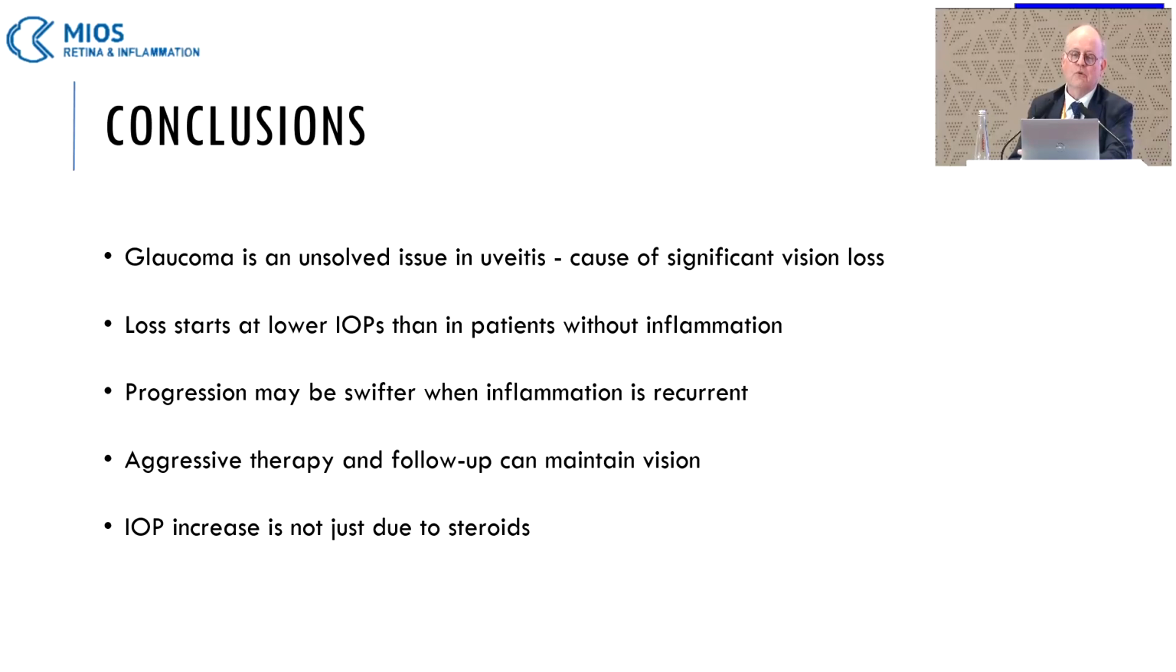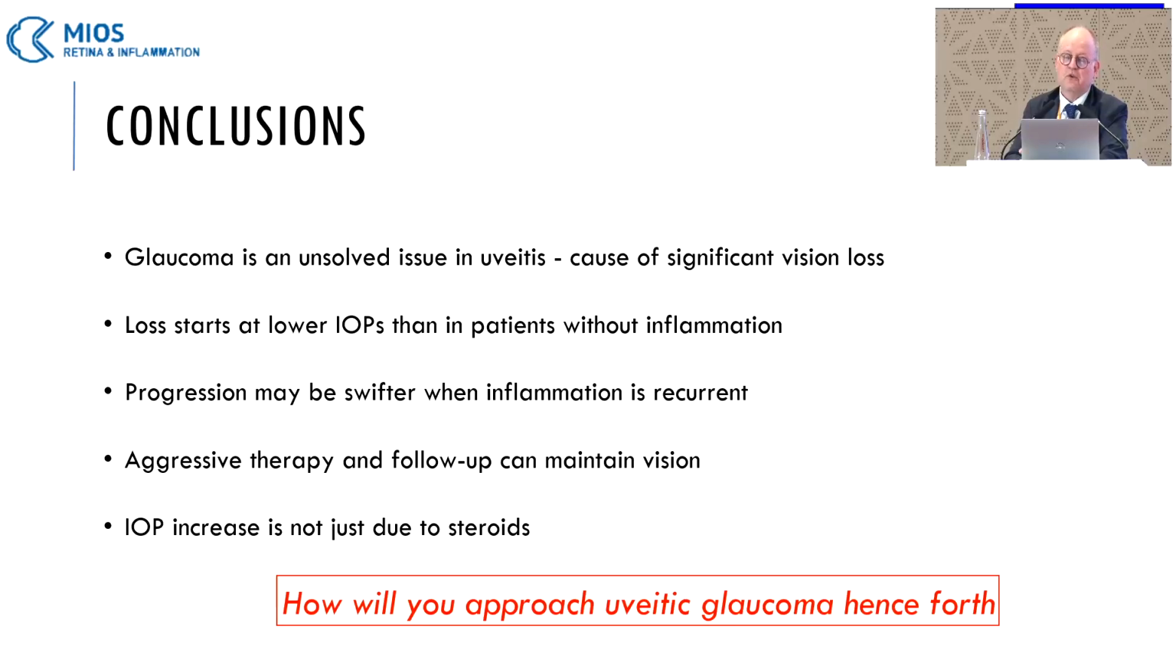So in conclusion, glaucoma is an unsolved issue really in uveitis, one that hasn't received much attention. Progression is fast, and we need to find a combined solution that will work for the future. The loss starts at lower intraocular pressures than might appear in chronic open-angle glaucoma. We need aggressive therapy, and IOP increase is not just due to steroids. So what is going to be your approach in uveitic glaucomas from now on? I leave that up to you.